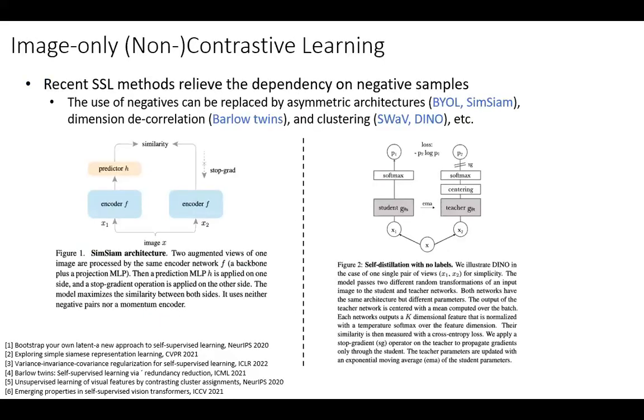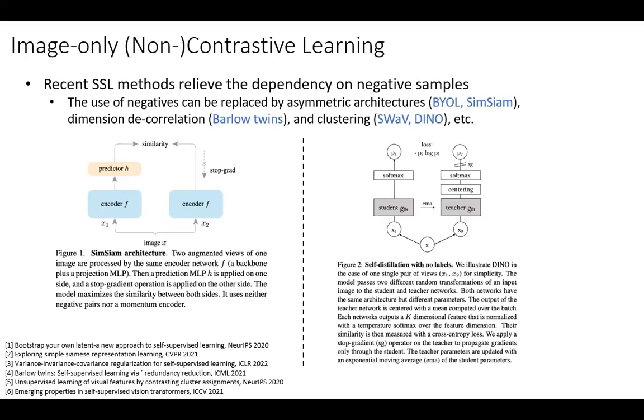And indeed, in the literature, people gradually find that we can relieve the dependency on negative examples. For example, the use of negatives can be replaced by asymmetric architectures, dimension decorrelation, and also can be replaced by clustering. So basically, instead of using negatives as the regularization, people have been trying to use different methods to provide such regularization so that the model will not just learn a trivial solution, right? And then the left is one example from the SimSiam paper, and on the right is the DINO. And the DINO is basically using the self-distillation idea.